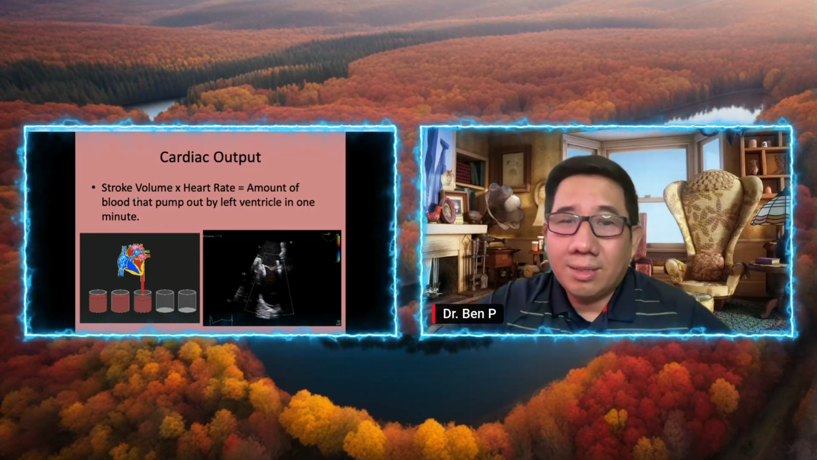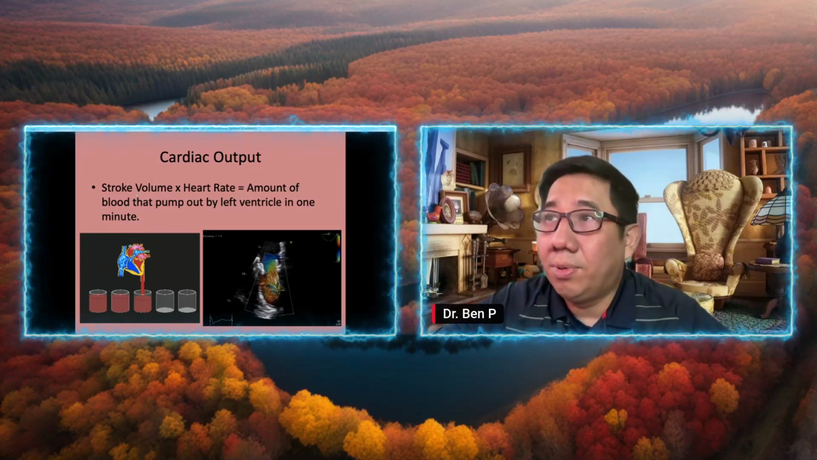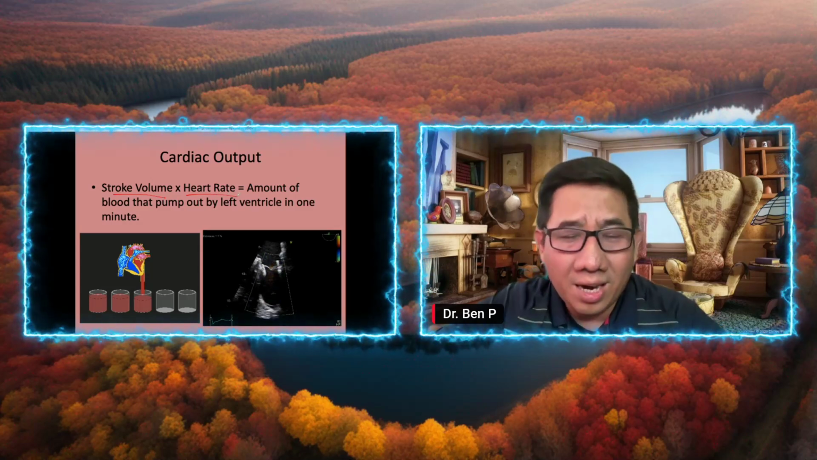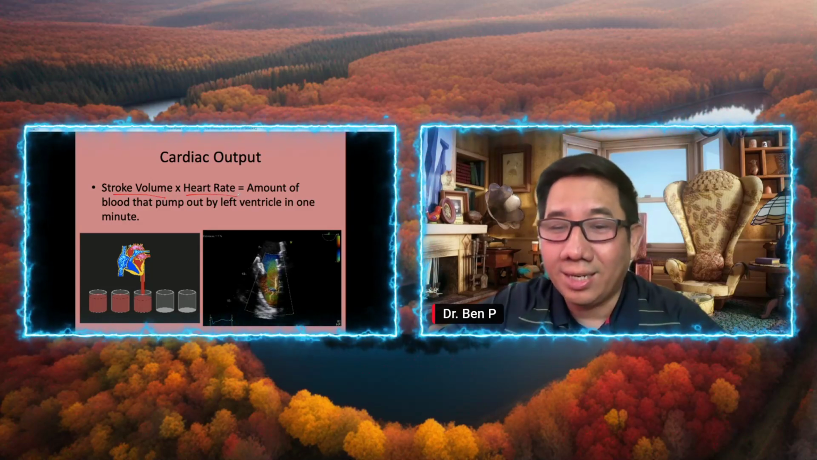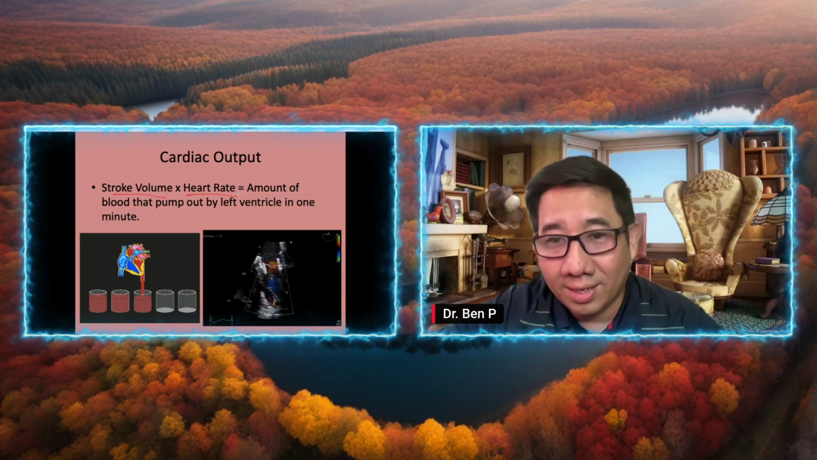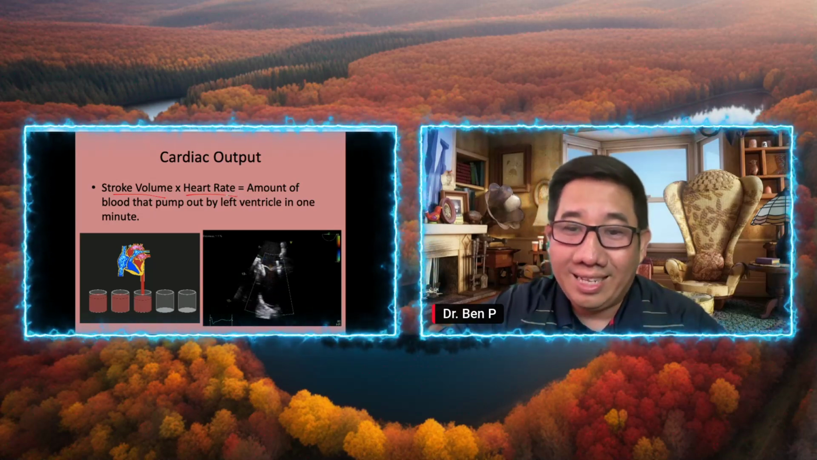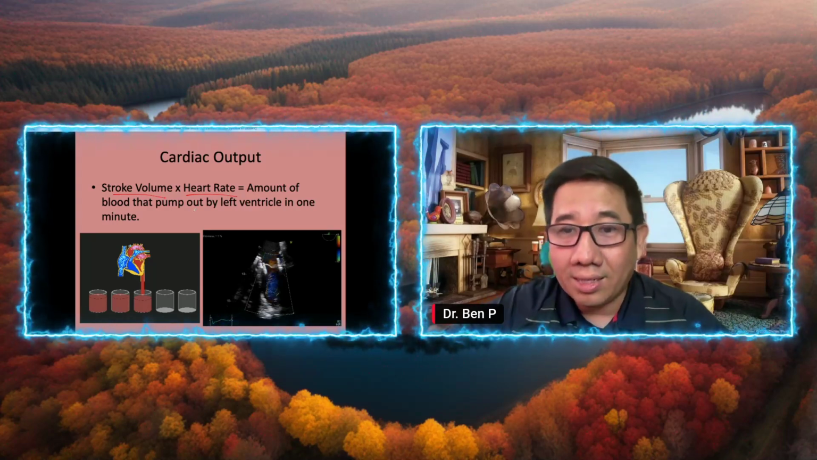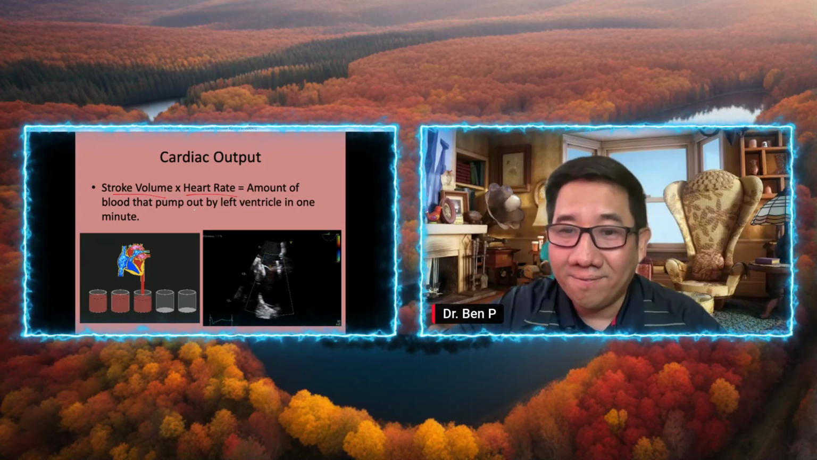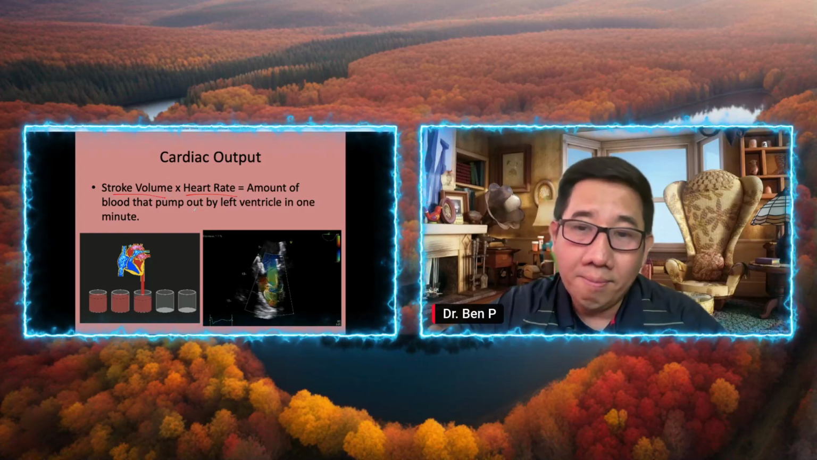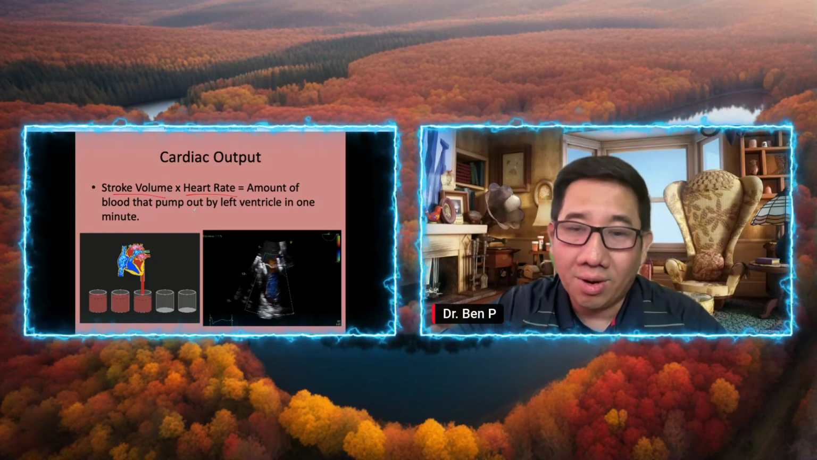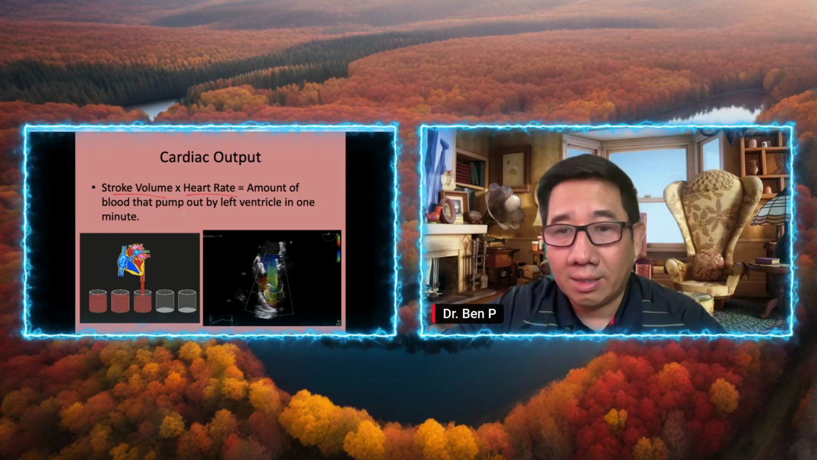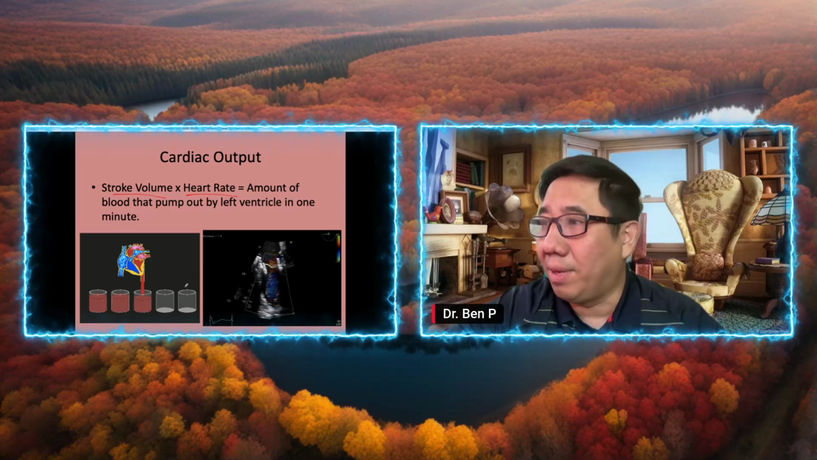So the next one is called the cardiac output. Cardiac output is stroke volume times the heart rate. And again, that is not a definition, that's an equation for the cardiac output. Cardiac output is defined as the amount of blood that actually pumps out of your left ventricle in 1 minute. How much blood can your left ventricle pump out in 1 minute?